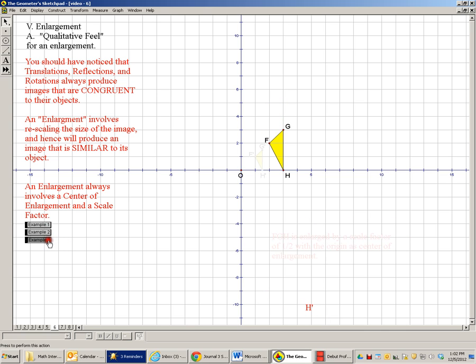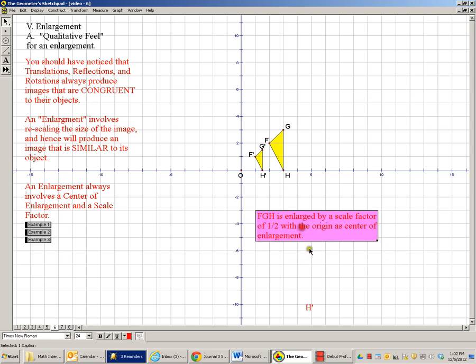One last example. And this is why I don't like the word enlargement. An enlargement can also make an object smaller, right? If you use a fraction as your scale factor, the object will get smaller. It won't get bigger. So that's why I don't like the word enlarge. But anyway, here O is the center of enlargement, and the scale factor is a half.